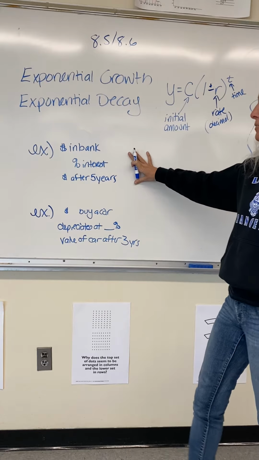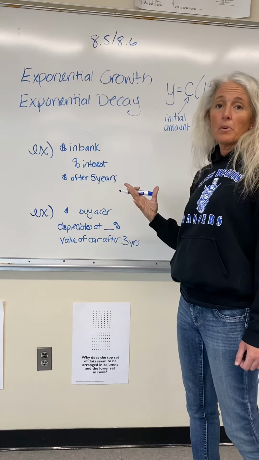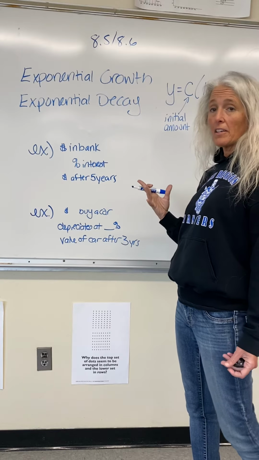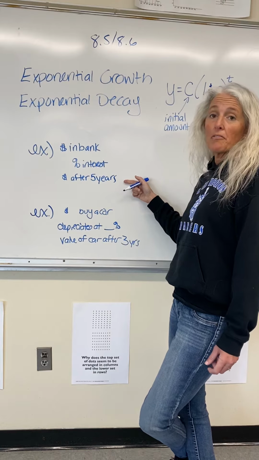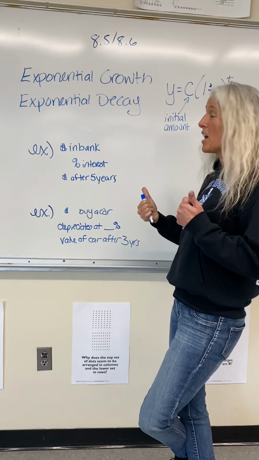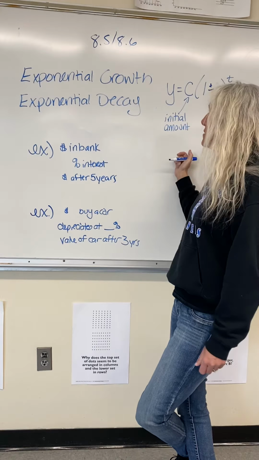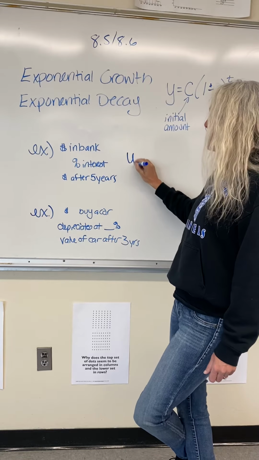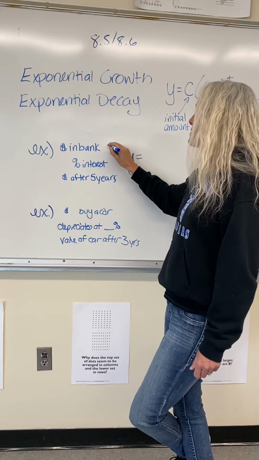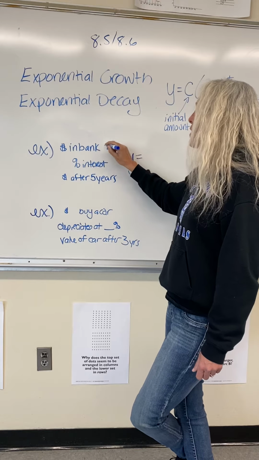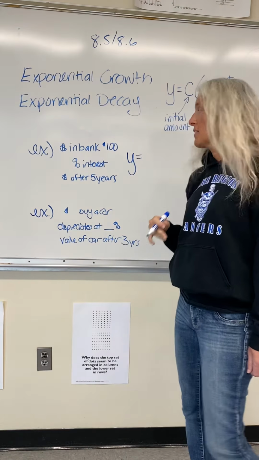Okay, first example. If we have money in the bank and we're earning some interest on that money, like in a savings account, and we want to find out how much money we'd have after a certain number of years, our money should have gone up. So this would be an example of exponential growth. Let's say you put $100 in the bank, you get $100 for your birthday.